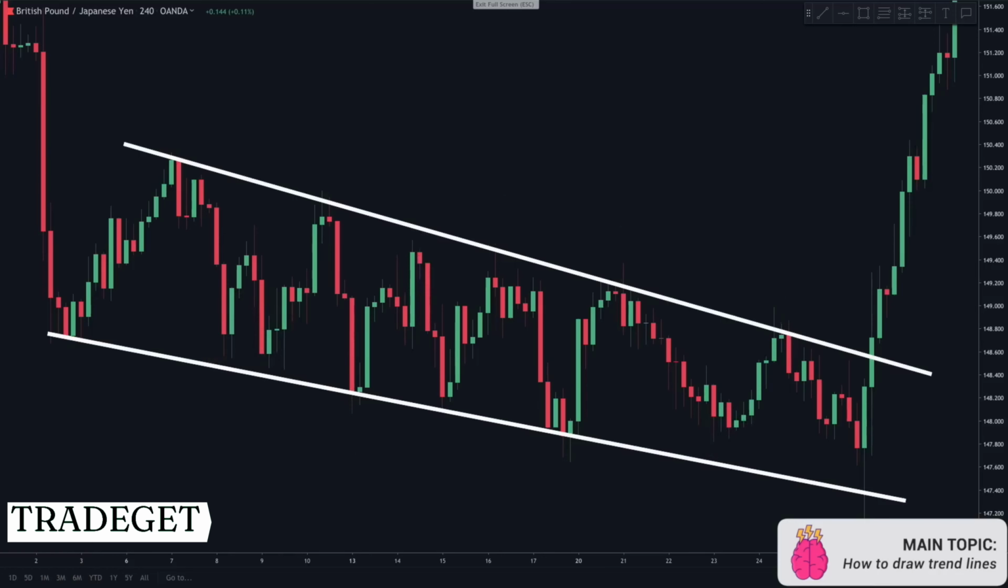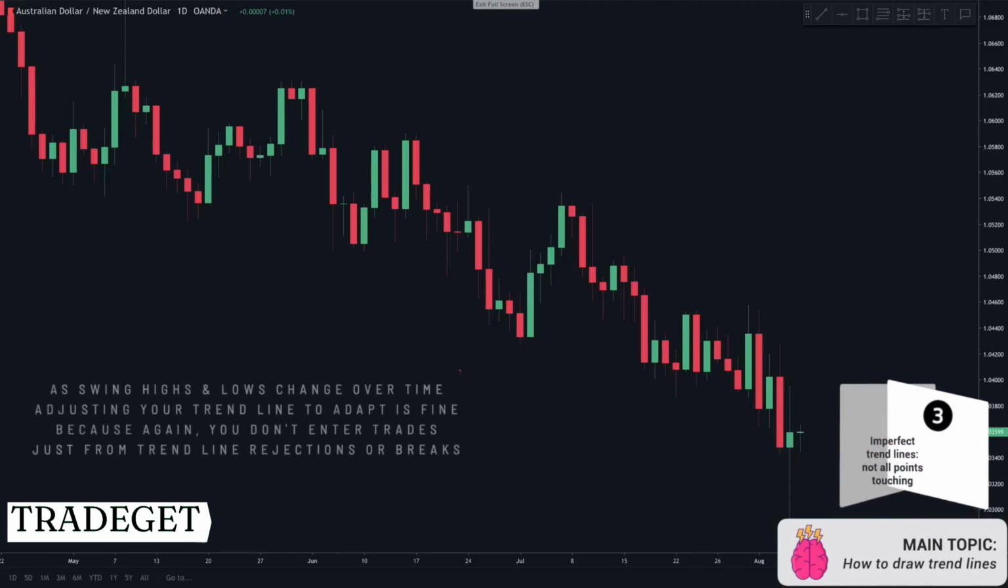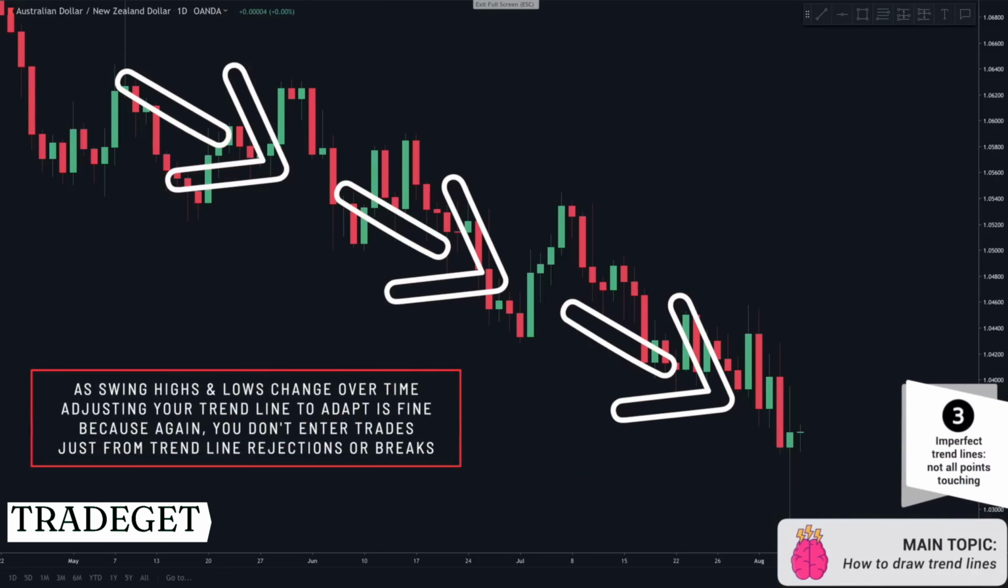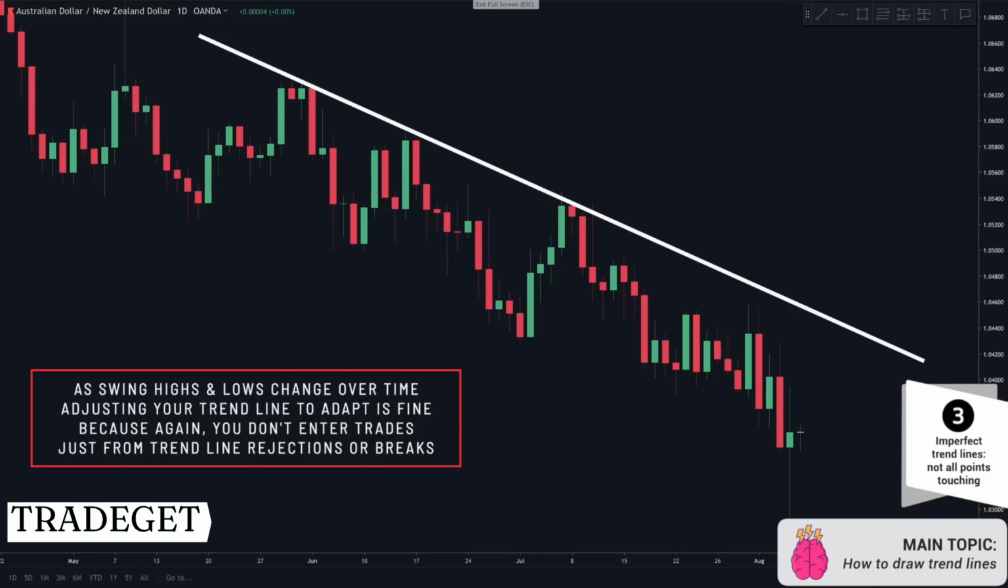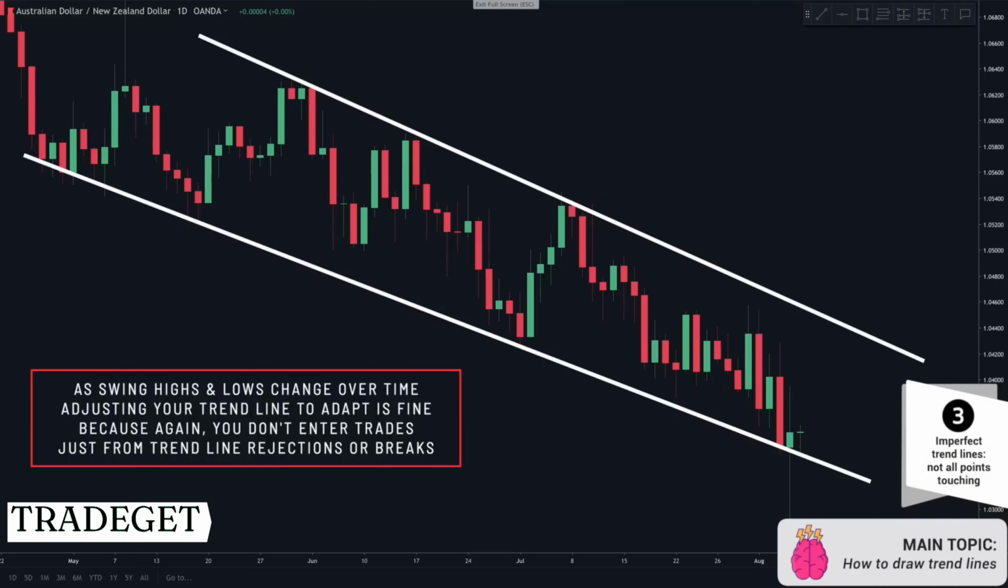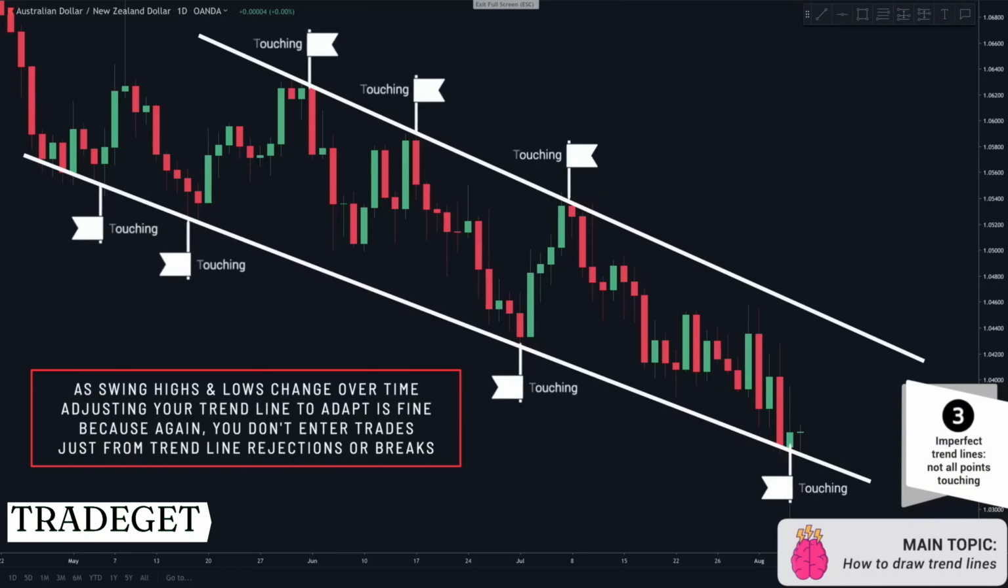So let's go to another example. Here we have our clear moving downtrend. We place our trend line along the top, connecting the swing highs, and we place our trend line along the bottom, connecting the swing lows. Now again, notice the points that we were able to connect with the trend line and the points that didn't quite reach the trend line, which again is fine.